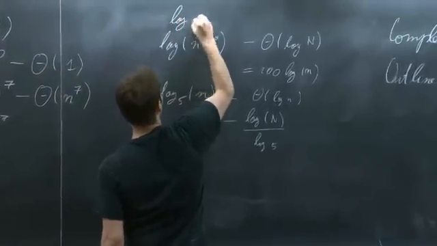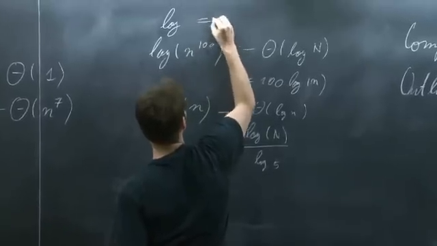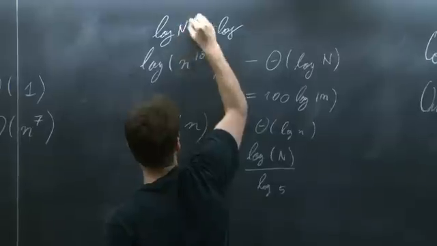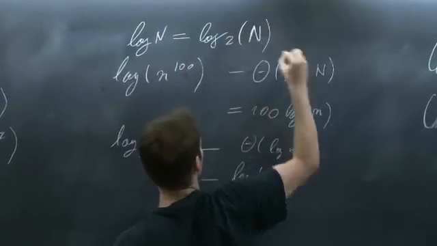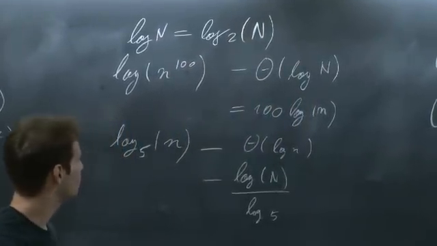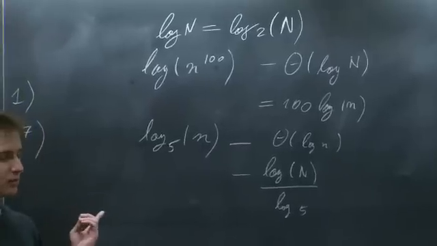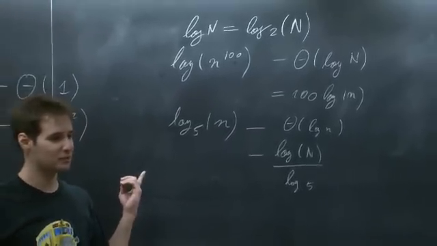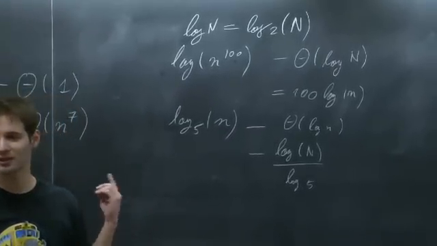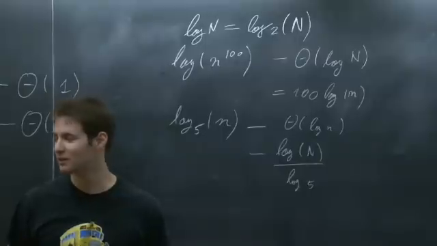So log n is log base 2 of n. The good news is that most of the time we're working with asymptotic notation, so it doesn't really matter. We can communicate with our math friends and we don't have to talk about this.